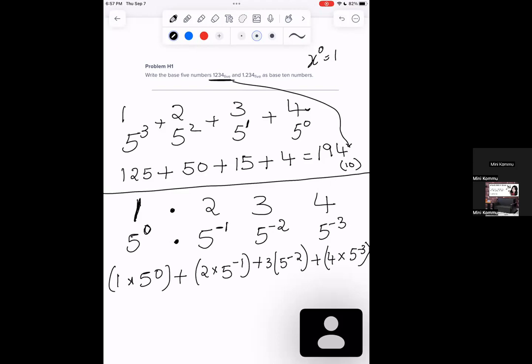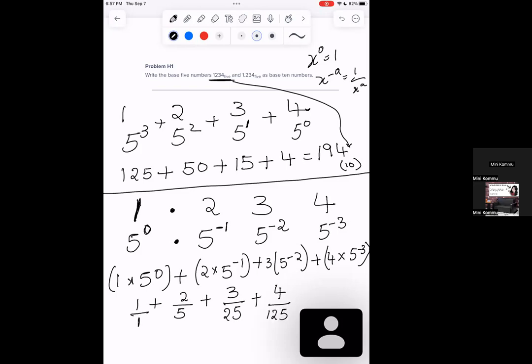So 1 over 5 to the power of 0 will actually be what? 1. Why? 5 to the power of 0 is 1. So I'll say 1 plus, this will be 2/5. You know why? X to the power of negative a is equal to 1 over x to the power of a. Remember that exponent rule? So this will be 2/5 plus 3 over 25 using the same rule plus 4 over 125 using the same rule.